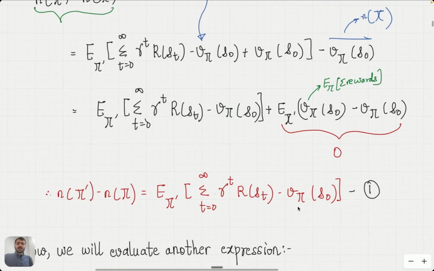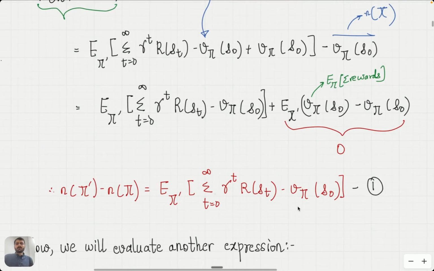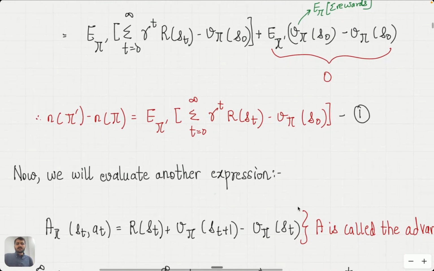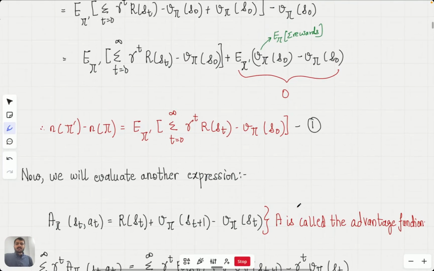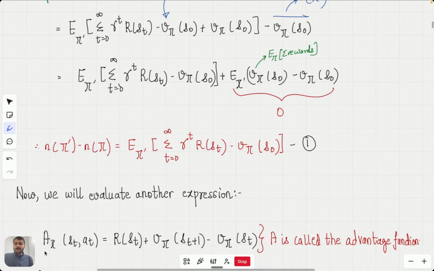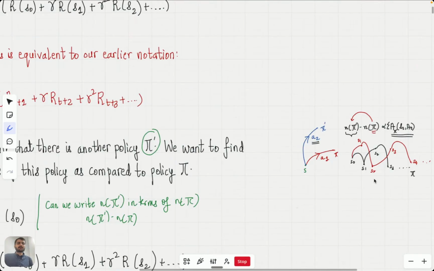Now we are going to look at another way of evaluating this same expression. So we are going to start with the advantage. Remember, A is called the advantage function, A pi, and we have written this as r of st plus v pi of st plus 1. This is nothing but an estimate for the action value function q pi, which is what we saw at the start.